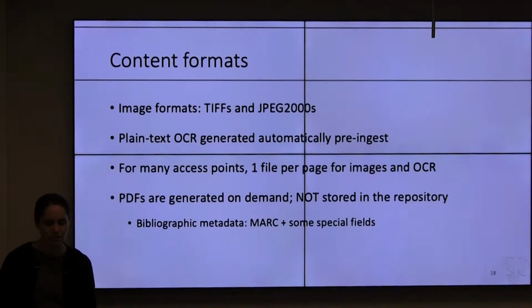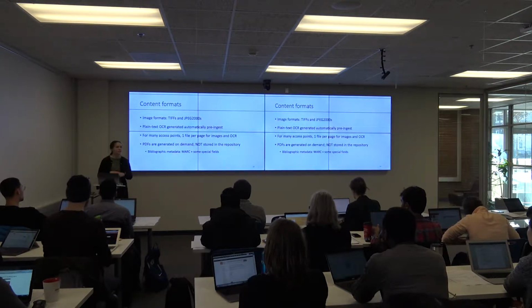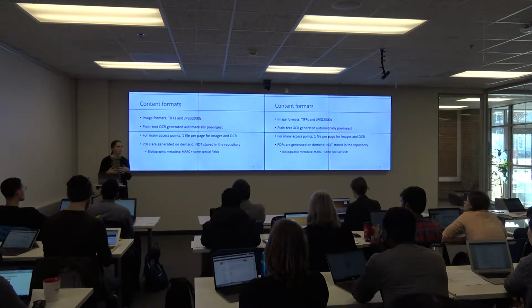All right, in terms of the content formats, the images are in TIFFs and JPEG 2000. The plain text OCR is generated automatically before the materials are ingested into the library. So the automatically there is the key, so that nothing in the digital library is hand keyed, or that's not the model. Maybe there are a few things, but the model is not for things to be hand keyed. And it's also not on the whole corrected. So it's uncorrected or dirty OCR. So that means that when you embark on a project, you have to keep in mind how much data remediation you might need to do.